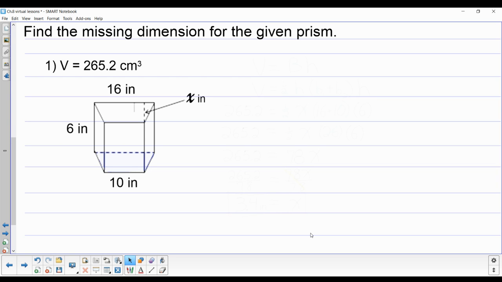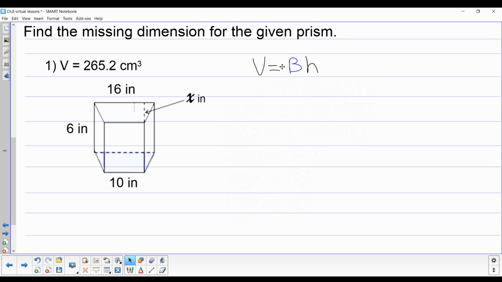Welcome to finding the missing dimension of a prism with a problem that is a little more complicated than the other examples we had. In this example, we have a trapezoidal prism. I know it's a trapezoidal prism because when I look at the sides that are not rectangles, the two bases are trapezoids. So those will be our bases.